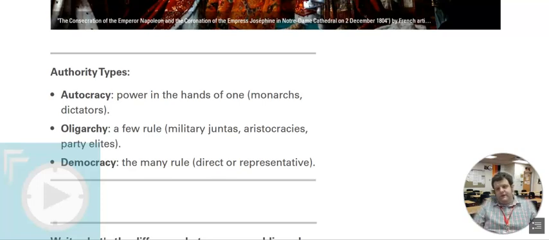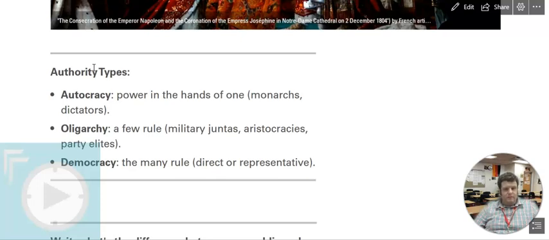These are topics really covered in more detail in other classes, but let's move on to the types of authority that we see practiced. One of these is autocracy. This is the power held in the hands of one. This is the power of monarchs. This is the power of dictators. That's where the power comes from, autocracy.